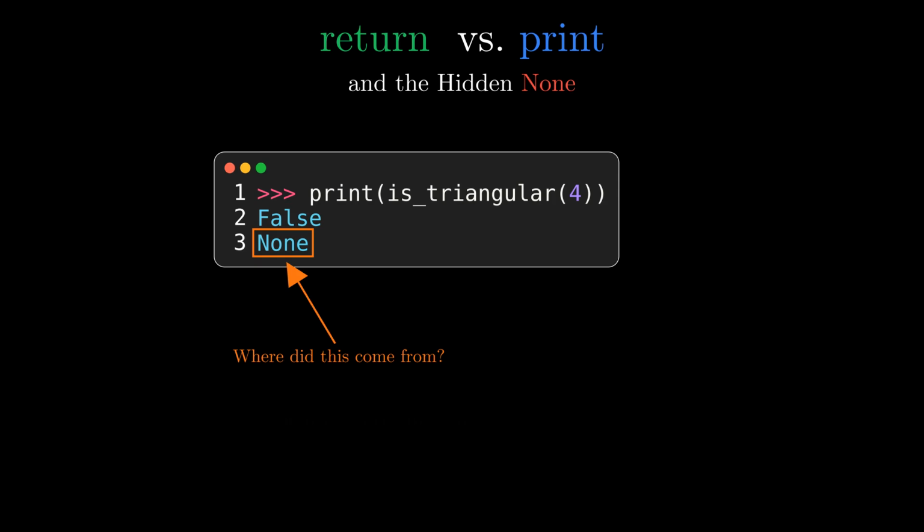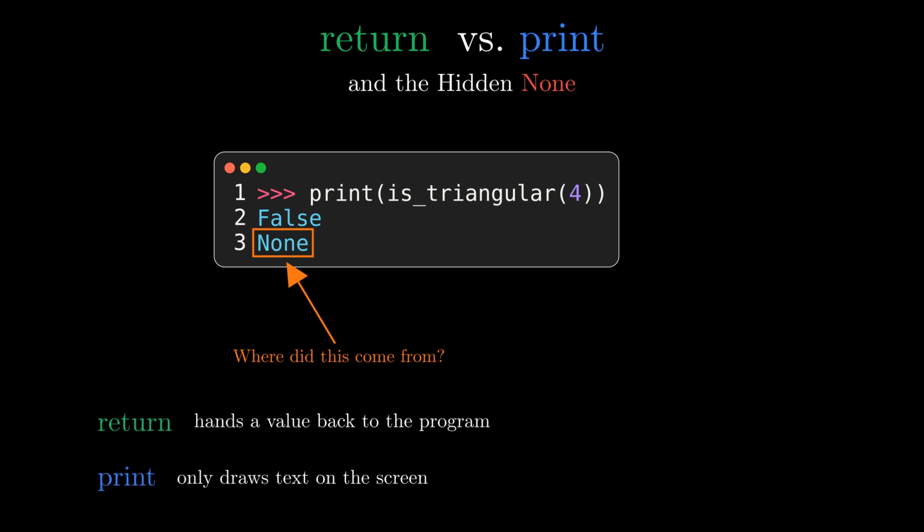Return and print. Return hands a value back to the rest of your program. Print only draws text on the screen. And every function you write, whether you ask for it or not, always hands something back. When you forget to say what, Python quietly hands back None. That stray None is a clue, and soon you will read it instantly.